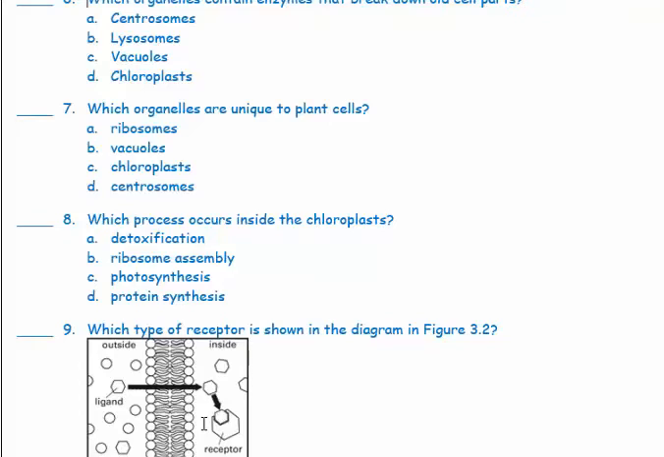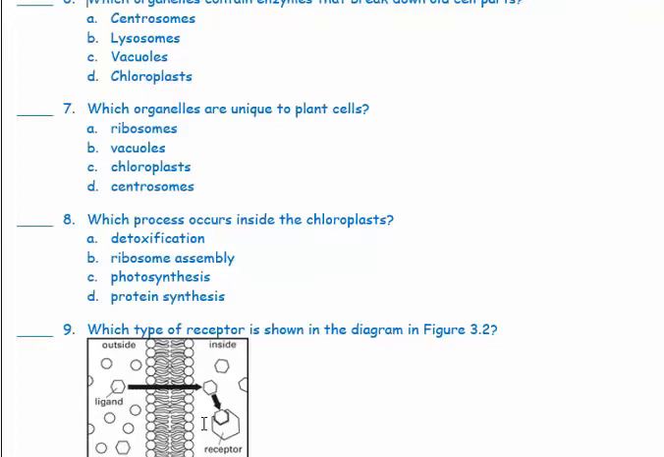Which organelles are unique to plant cells? Of course, without thinking, it's the chloroplasts. They contain the chlorophyll that performs photosynthesis. Number 8. Which process occurs inside the chloroplast? Of course, it is photosynthesis. 8C. Now we look at this diagram.